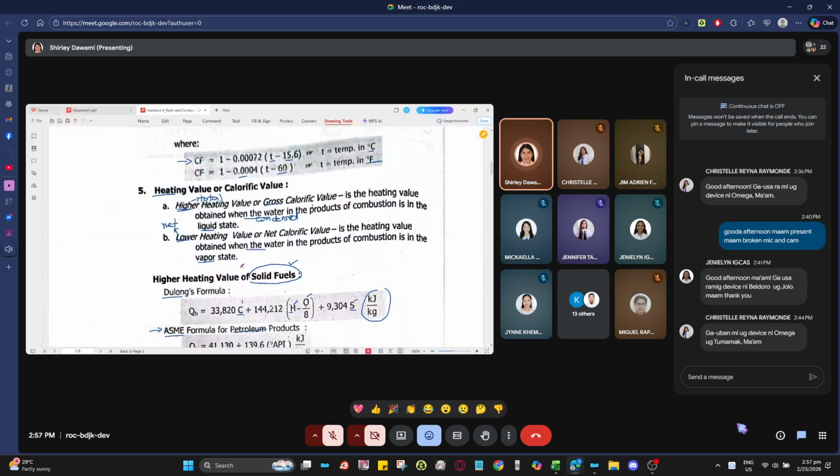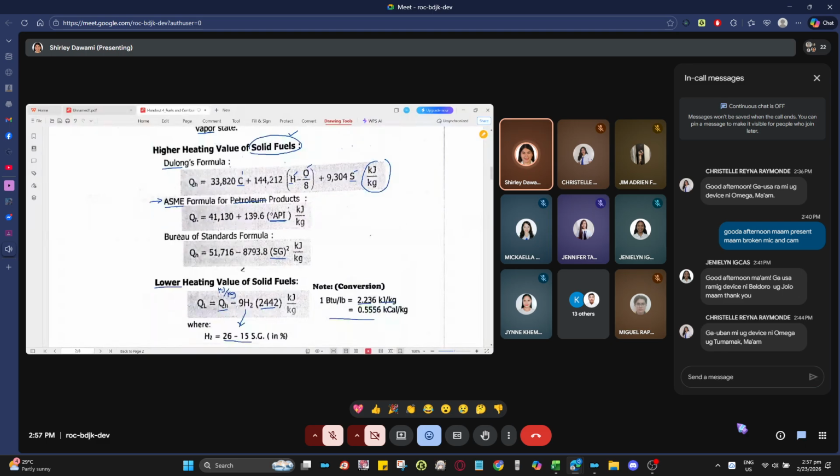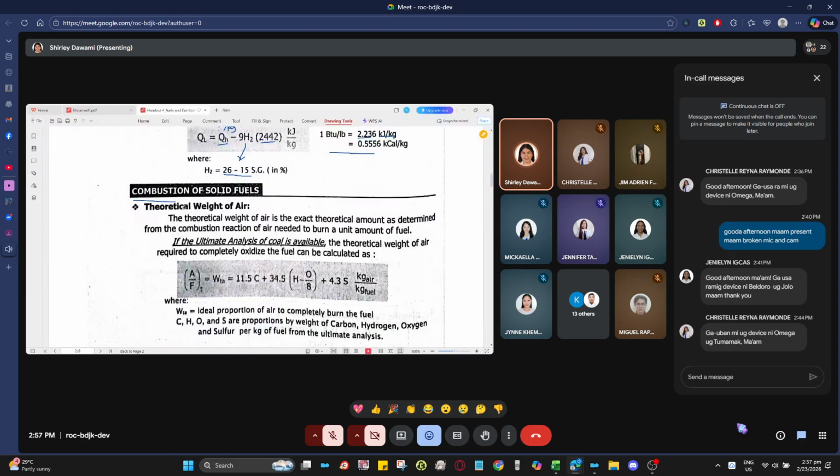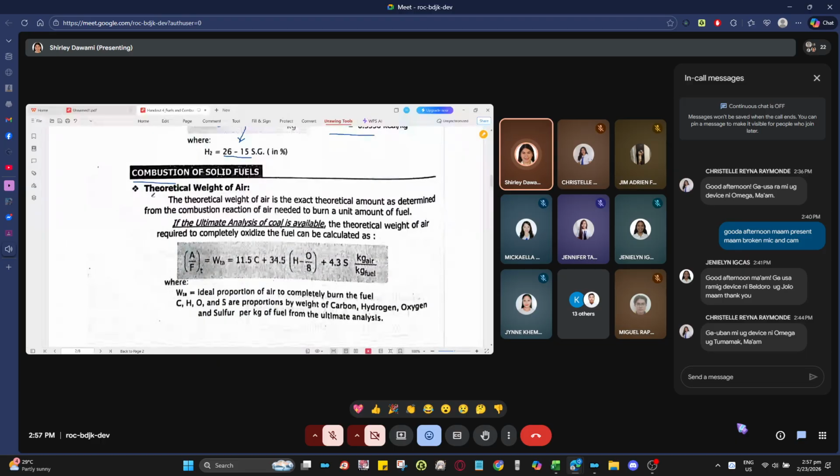So those are the important properties of fuels. Next, we'll have combustion of solid fuels. Okay, so we have what we call the theoretical weight of air.